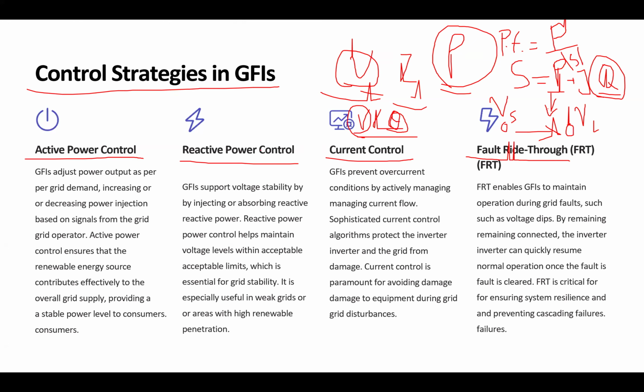Okay, so that being said, when we want to control the outputs of our terminals, we have, as we said, four aspects: active power, reactive power, current control, and fault ride-through. By controlling the voltage amplitude and voltage phase, we can control the amount of active power and reactive power that we inject into the grid. How? Let's say we have a certain amount of load, okay?